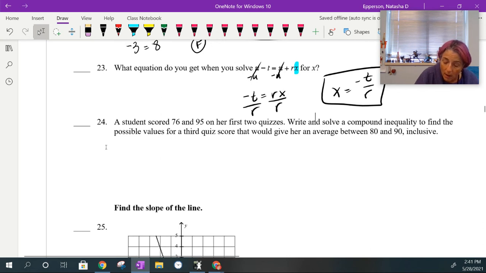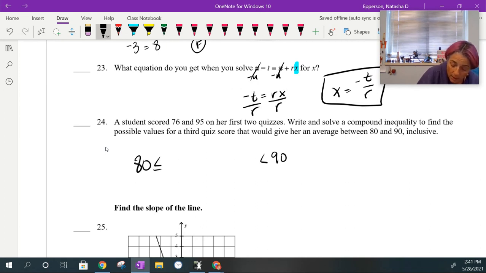Number 24, a student has a 76 and a 95 on their first two quizzes. Write and solve the compound inequality to find the possible values of the third quiz that would give her an average between 80 and 90. So I'm going to write 80 on this side and 90 on this side. And we're talking about inclusive, right? We've got 76 plus 95 plus our unknown value for the third quiz. We have a total of 3. Okay, you're going to set it up just like this.